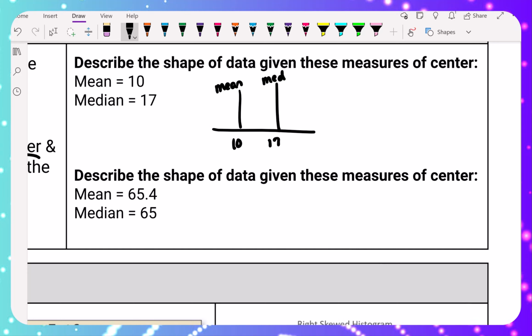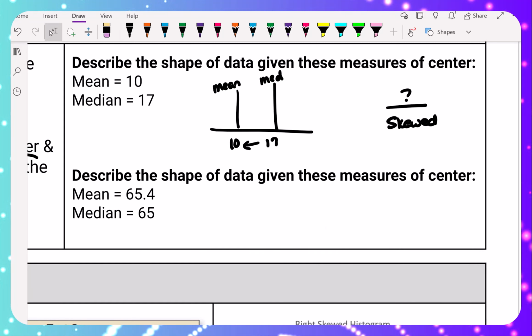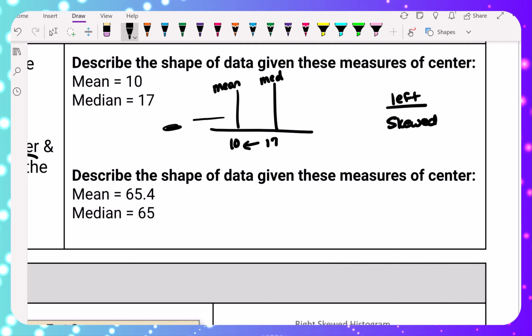Remember, if they're not approximately the same, it's going to be skewed. So I know it's going to be skewed, but which direction? I don't know. All right, so you see how I put the 10 on the left? That means it's left skewed. What's happening is that you've got some numbers over here that are pulling your mean in that direction. So if your mean is less than your median, it's left skewed.